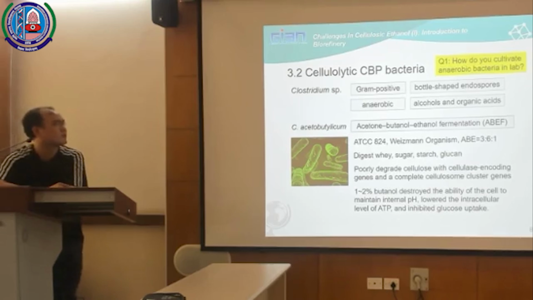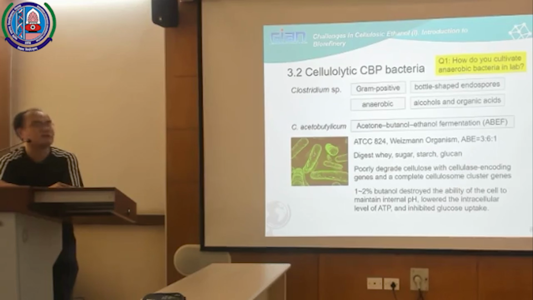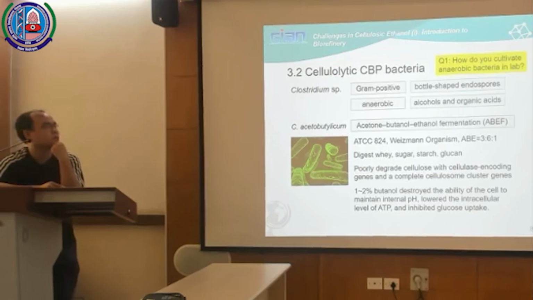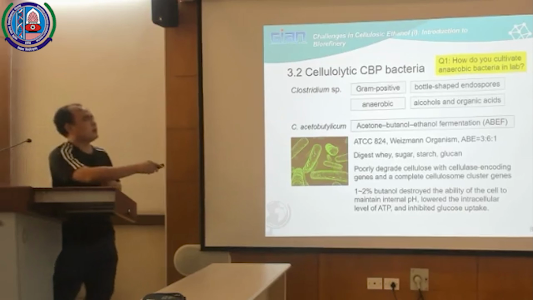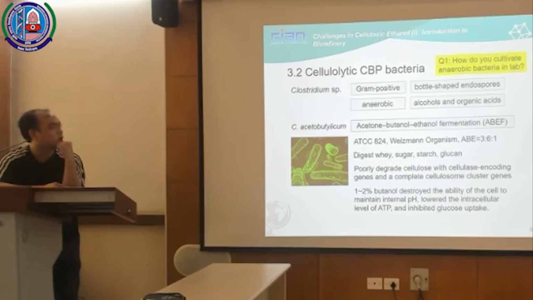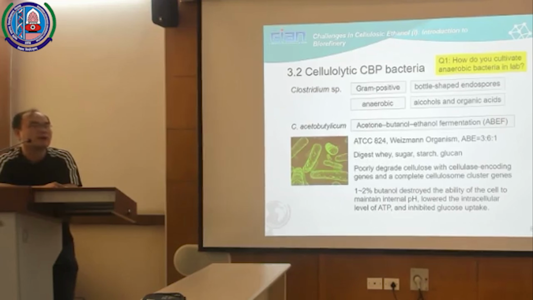All of these bacteria are gram-positive. They have bottle-shaped endospores, and they are anaerobic. Most of them are strict in anaerobic conditions. They produce alcohol, not only alcohol but also hydrogen and carbon dioxide and some organic acids. For example, this is Clostridium acetobutylicum. I studied it for 5 years. It's a very good strain to produce alcoholic solvents from biomass.